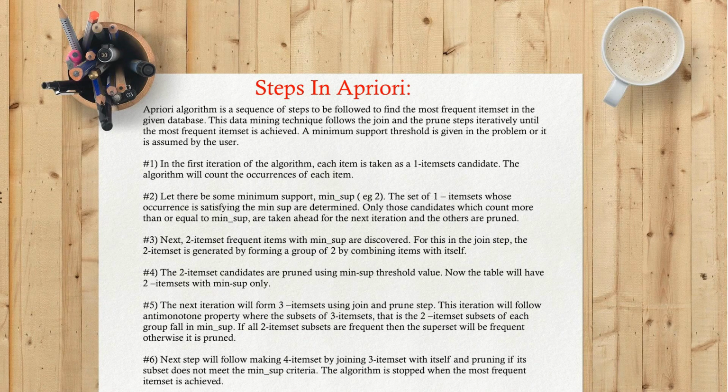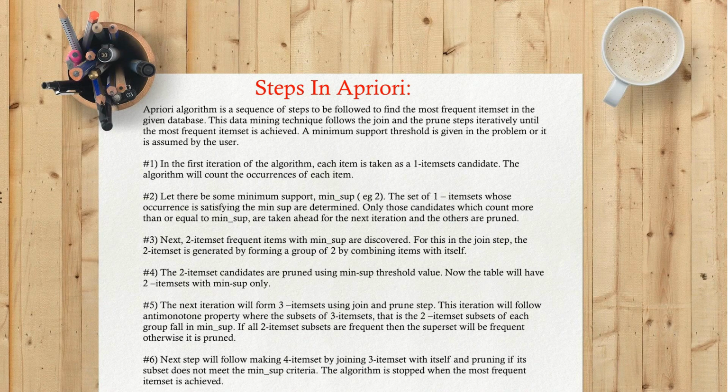Number 3. Next, 2-item set frequent items with min_sup are discovered. For this, in the join step, the 2-item set is generated by forming a group of 2 by combining items with itself. Number 4. The 2-item set candidates are pruned using the min_sup threshold value. Now the table will have 2-item sets with min_sup only.